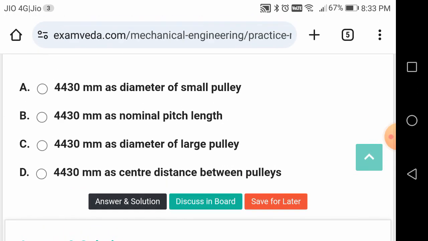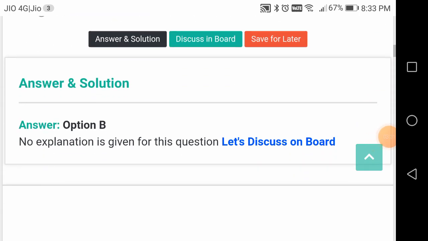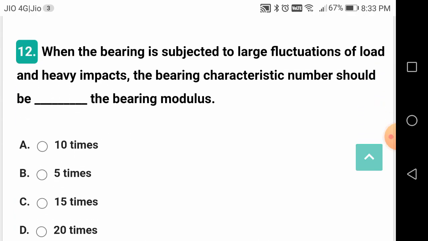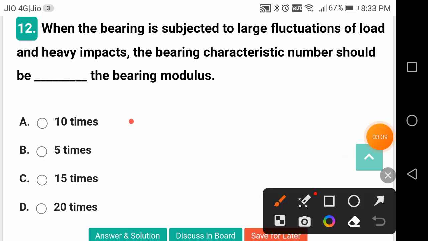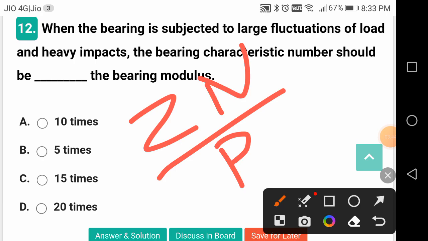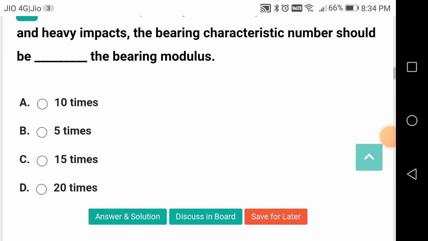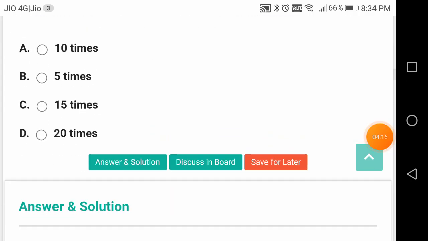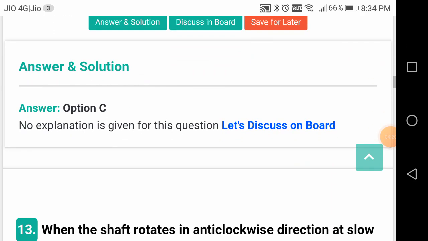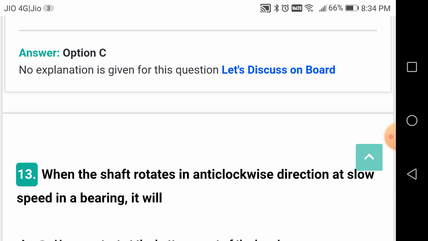It is 4430 mm as the nominal pitch length. When the bearing is subjected to large fluctuations of load and heavy impacts, the bearing characteristic number, this is given by ZN by P, friends. P is the bearing pressure, N is the rotation speed of your bearing, and Z is the viscosity. This is the bearing characteristic number. It should be minimum 15 times. At a certain bearing characteristic number ZN by P, the friction is minimum between the rotating parts, the bearing and the journal.